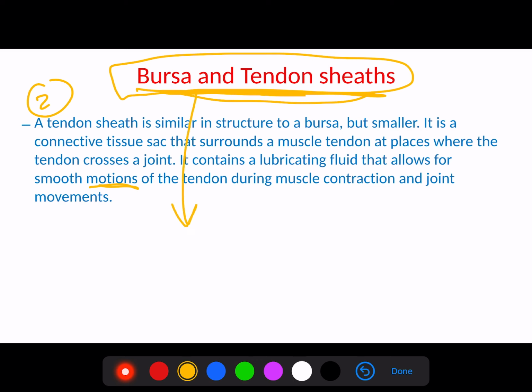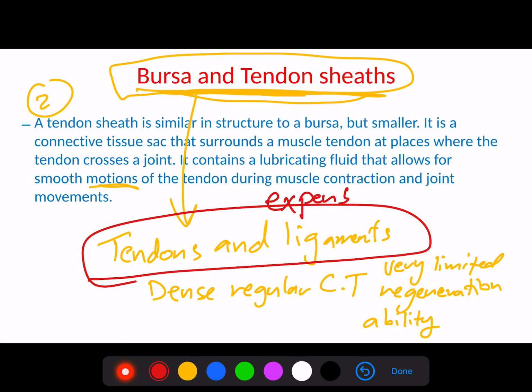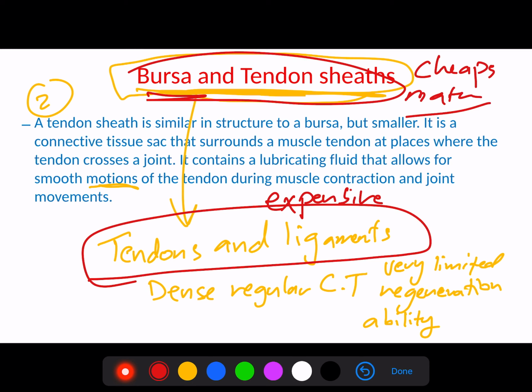Now, why do we need them? Because tendons and ligaments are usually made out of dense regular connective tissue, and dense regular connective tissue has a very limited regeneration ability. So you can think of these materials as expensive. Our body can't replace them or fix them as easily as it should. So in order to protect them, we have the bursa and the tendon sheath. These are cheap materials that can be replaced easily. So that's the concept of the bursa and the tendon sheath.